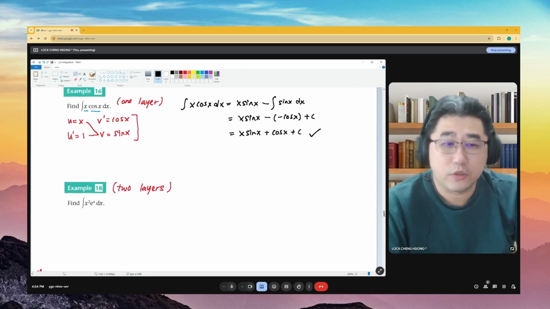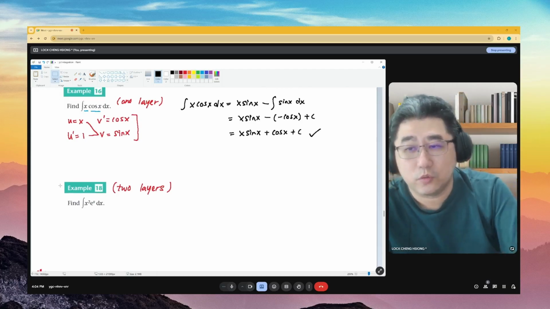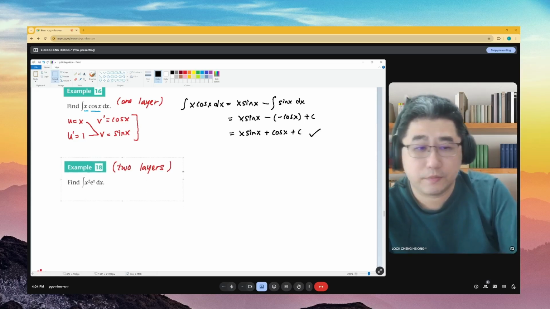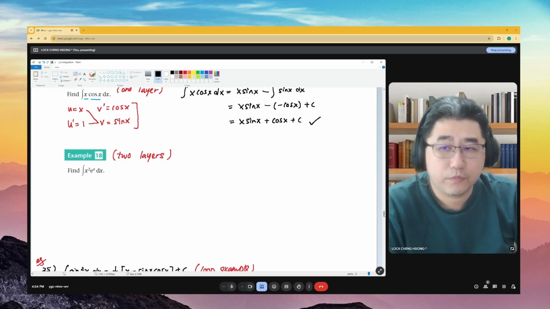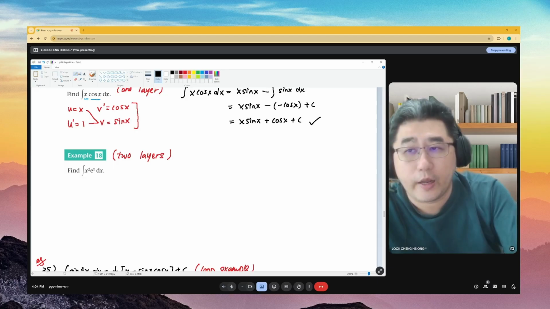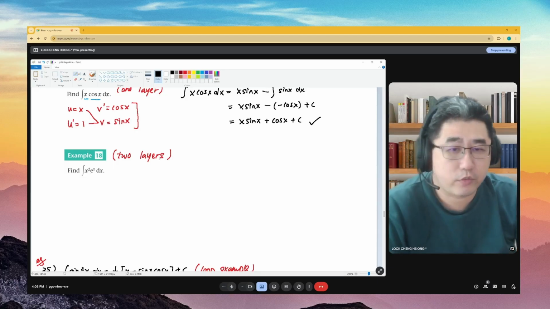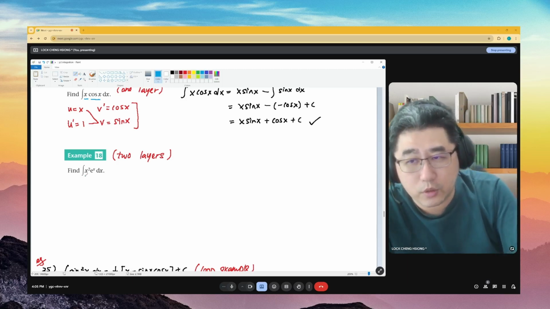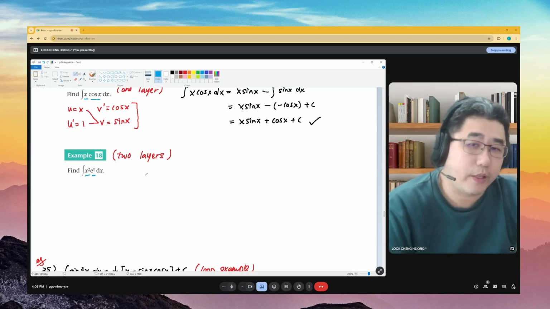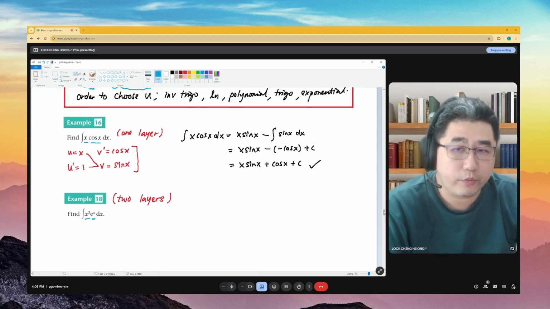Okay, let's go for another example. Let's go for 2 layers by parts. I have the integration of x squared e^x. x squared is one item, e^x is another. They're being multiplied together. So which one will be your u? Which one as your v prime?